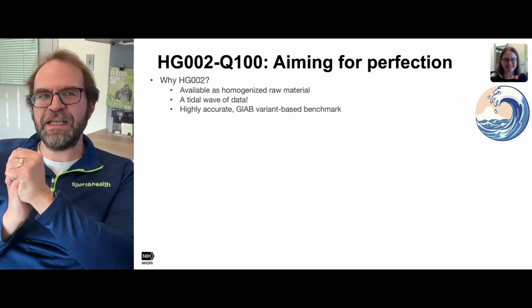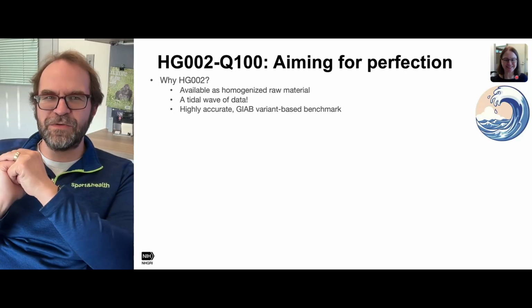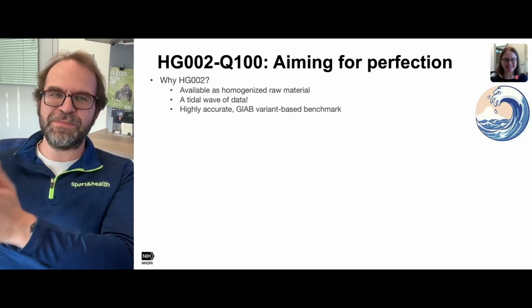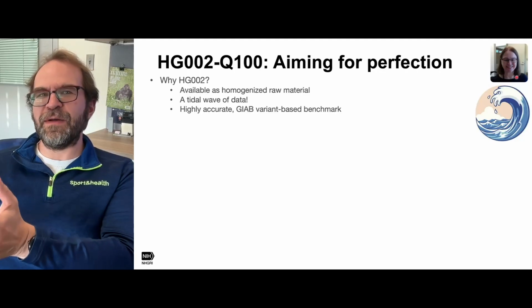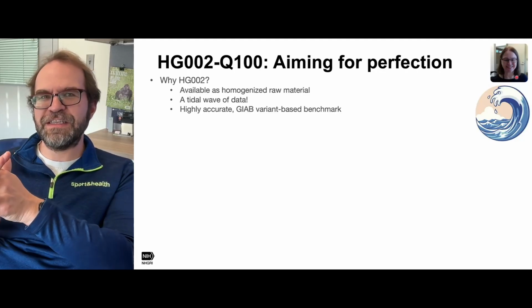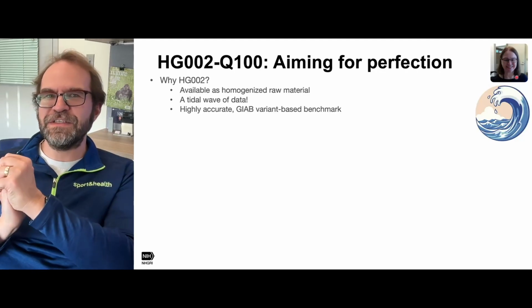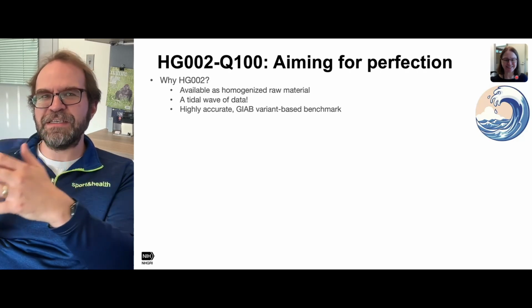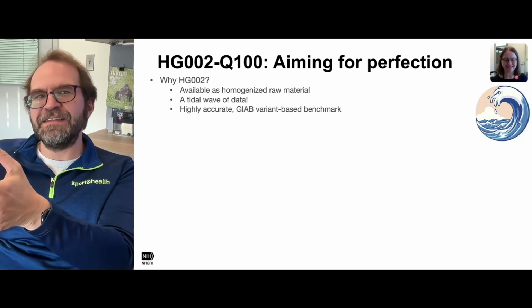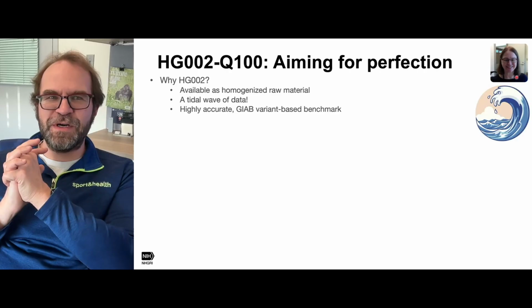It's been part of the Genome in a Bottle consortium, and they have a high-quality variant-based benchmark using the cell line. But the problem is that variant-based benchmark interrogates a very small fraction of the genome, and we want to be a complete representation. Essentially, whatever is in that DNA, we want to have represented as our benchmark.